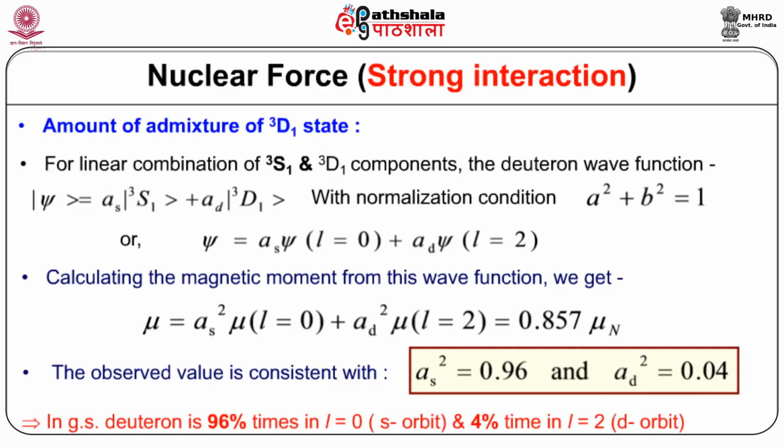Then, going by the experimental values, because this 0.857 mu_n was the experimental value, we found for what values of A_s and A_d we can get this equation. We observed that the values come out to be A_s squared equal to 0.96 and A_d squared equal to 0.04. It means that in the ground state of deuteron, there is a contribution of 96% from the L equal to 0 state, and 4% from the L equal to 2 state. So in general, we can say that the ground state of deuteron is a combination of L equal to 0 and L equal to 2 states.